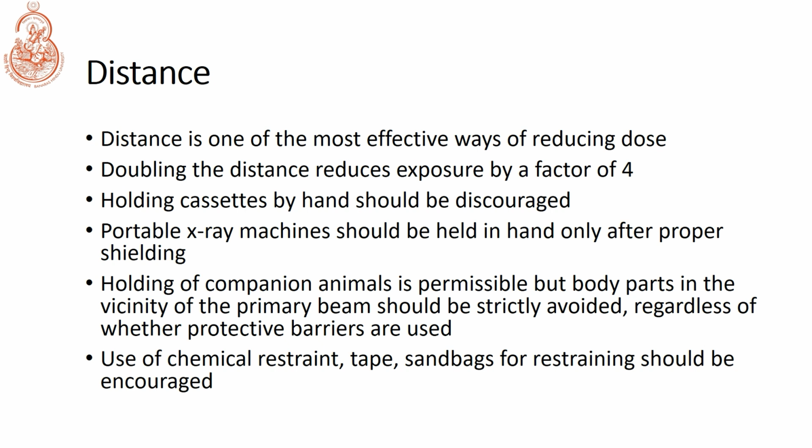There are certain shields available for shielding ourselves, like aprons, thyroid shields, and gonadal shields. So we shall always be attired with the required shields while we are going to handle portable X-ray machines. Even certain X-ray machines will have a lead glass kept very close to or around the X-ray tube of these portable machines. Next is holding of companion animals, which is permissible, but body parts in the vicinity of the primary beam should be strictly avoided, regardless of whether protective barriers are used.